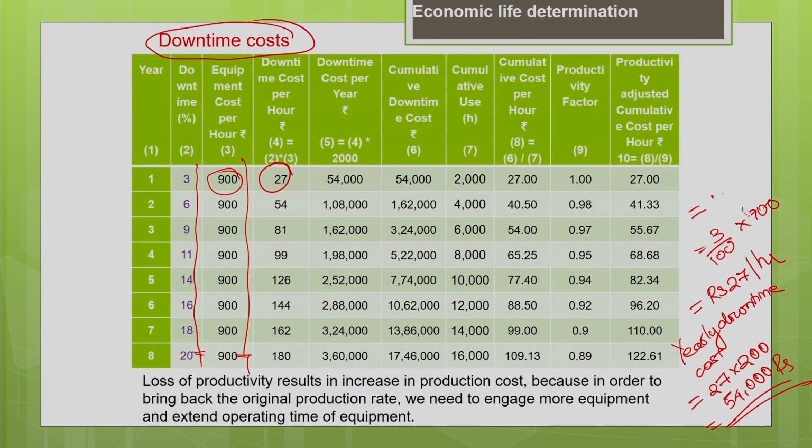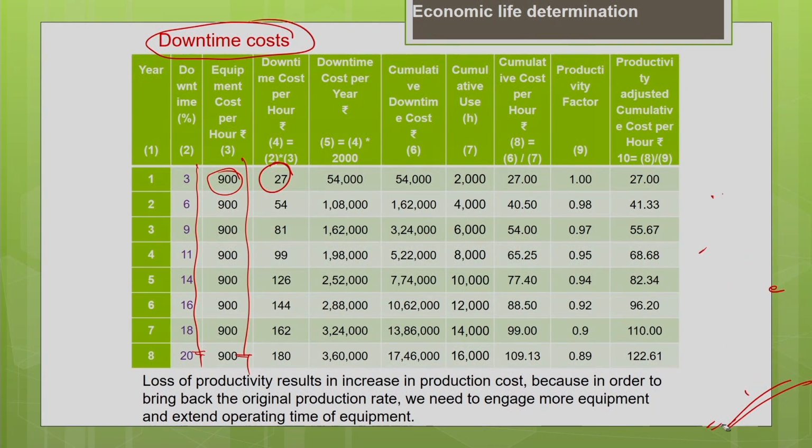Similarly, calculate the downtime cost. Let us calculate for the second year. The second year, the downtime percentage is 6%. So, downtime cost is 6% of your equipment cost. Equipment cost is 900 rupees per hour. So, 6 by 100 into 900 is rupees 54 per hour.